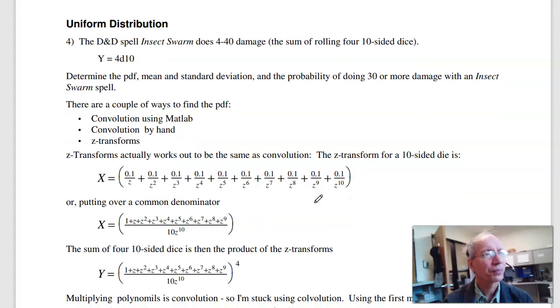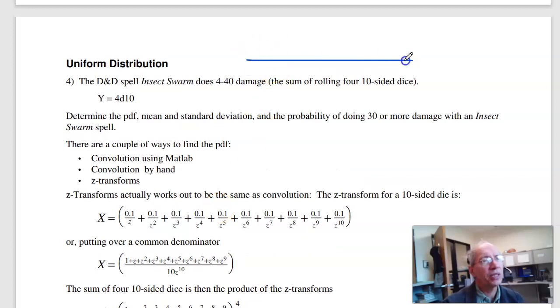Problem 3. This looks at uniform distributions. With a uniform distribution, the probability of all outcomes are the same. So if I roll a 10-sided die, the probability of each number coming up is 1/10. That's for numbers between 1 and 10.